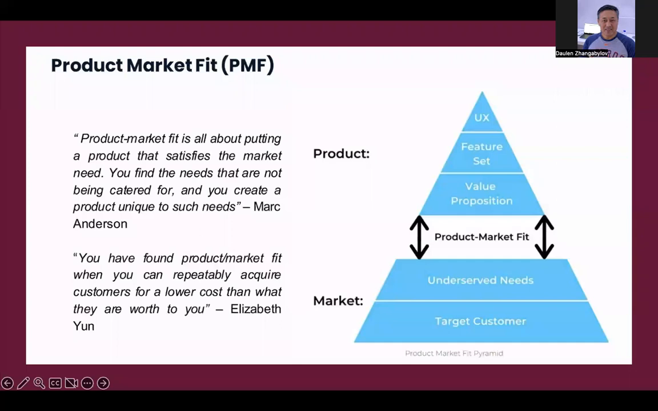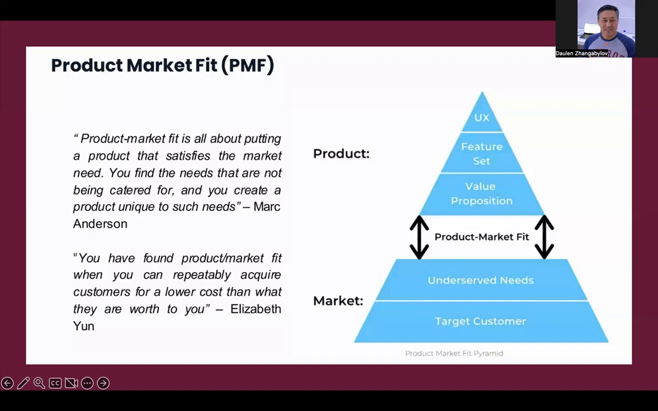So what is product market fit, or PMF for short? It's a very vast term. The official definition is that product market fit is all about putting out products that satisfy a market need. You find the needs that are not being catered for, and then you create a product unique to such a fit. That's the official definition from Marc Andreessen. Another definition: you have found product market fit when you can repeatedly acquire customers for a lower cost than they are worth to you.